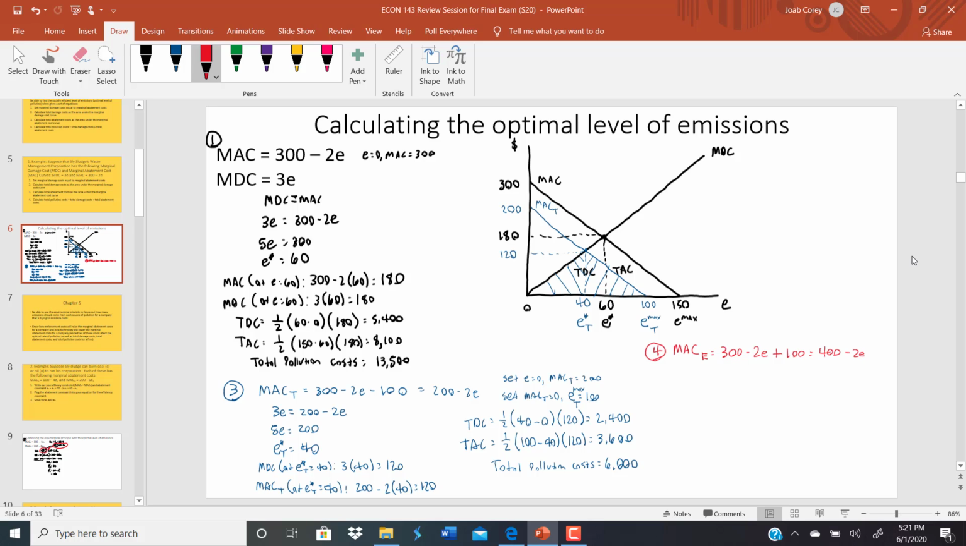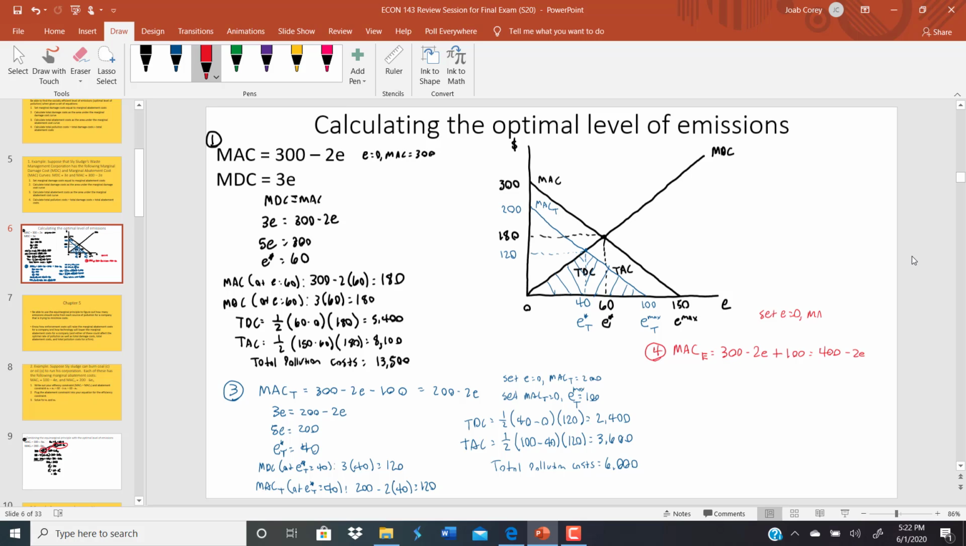minus 2E. Again, we're just applying these enforcement costs to our original marginal abatement cost curve. If we were to apply those enforcement costs to our MAC sub T curve, so say we had both technology and enforcement at the same time, then that minus 100 and that plus 100 would cancel out. You'd be right back to your original marginal abatement cost curve. But if we wanted to figure out where this is going to hit the y-axis, then we just have to set E equal to 0.